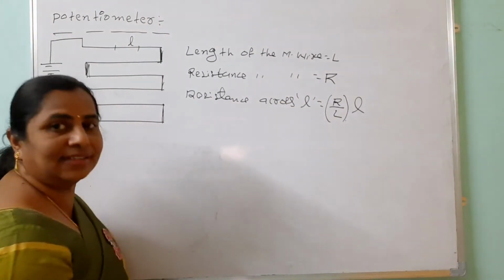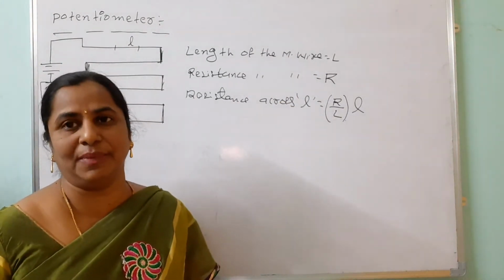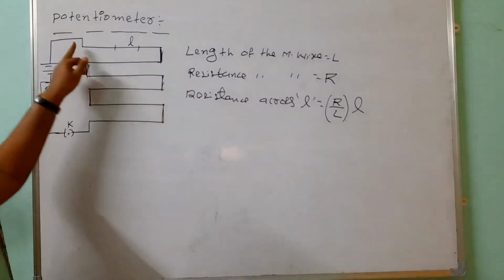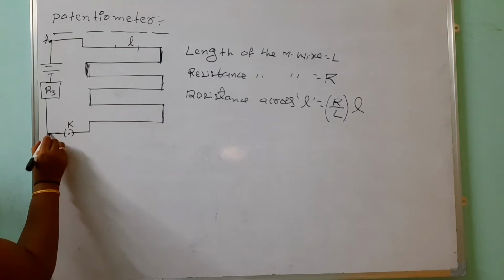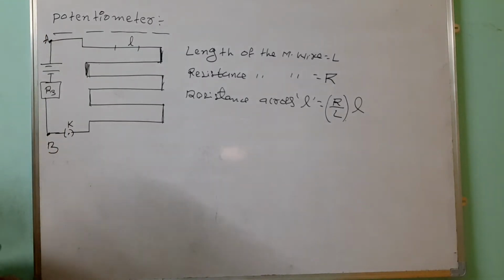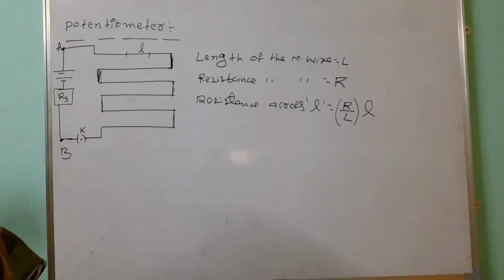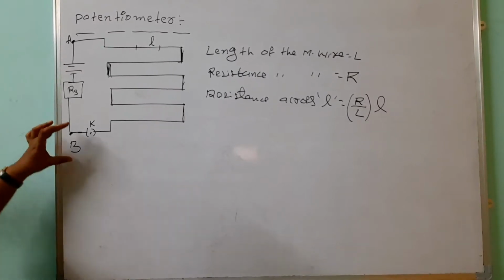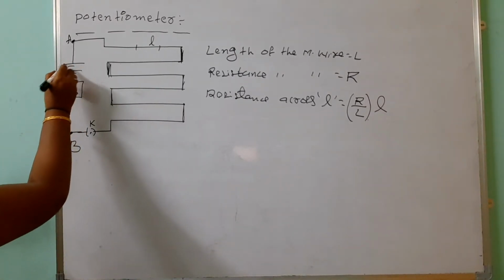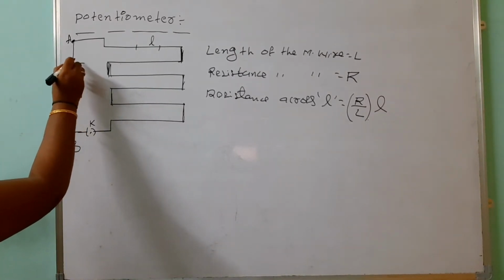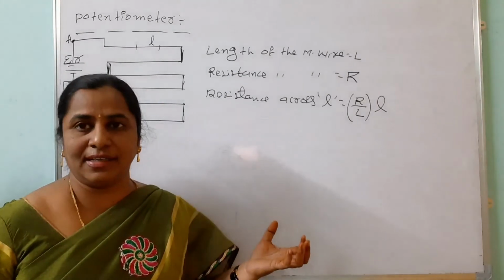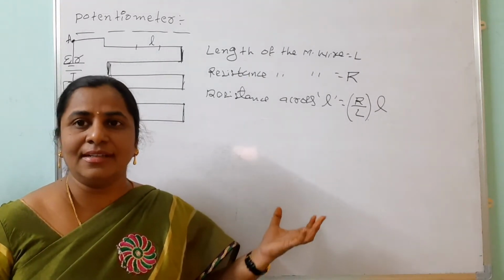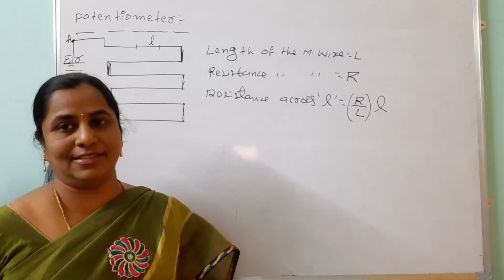Now we are discussing the principle of the potentiometer. Now you see 2 points, one is A and another one is B. In between A and B we are taking one cell of electromotive force epsilon and internal resistance r. The cell also has some resistance, which is called the internal resistance.